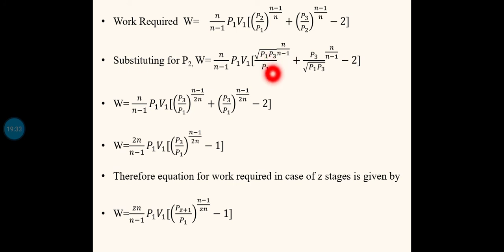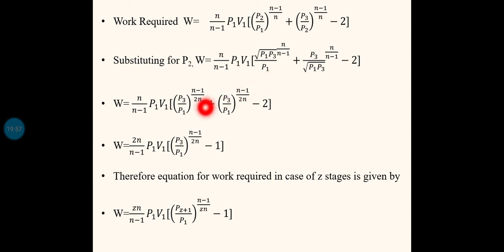So here it is root P3, here it is root P1. So it can be written as P3 by P1 all raised to 1 by 2. So the entire term becomes n by n minus 1 P1 V1 (P3 by P1) all raised to (n minus 1 by n) into 1 by 2. That 1 by 2 is actually here, this term cancelling each other. It becomes root P3 by root P1. Actually root P3 by root P1 is P3 by P1 all raised to 1 by 2.